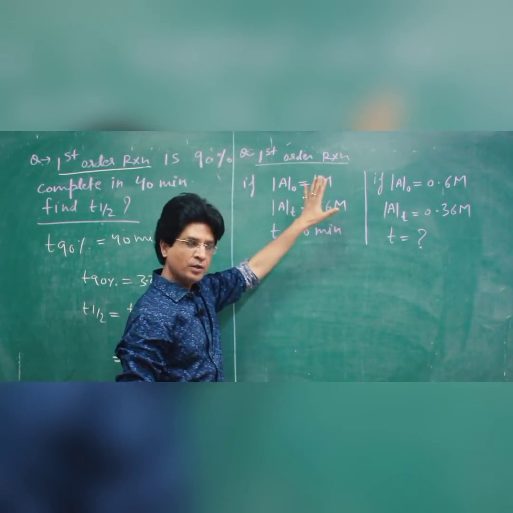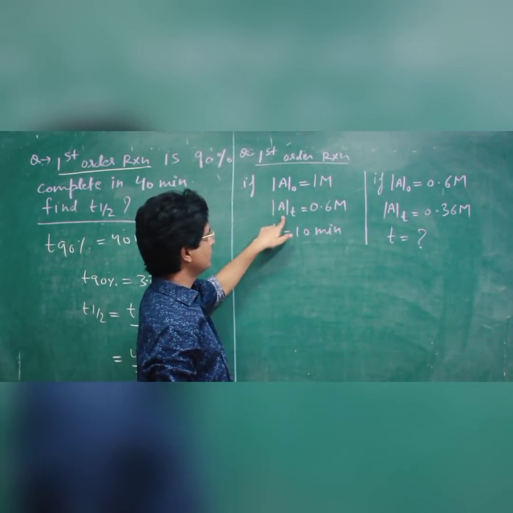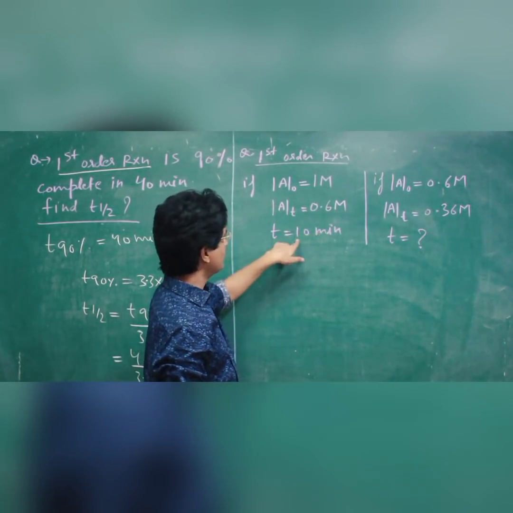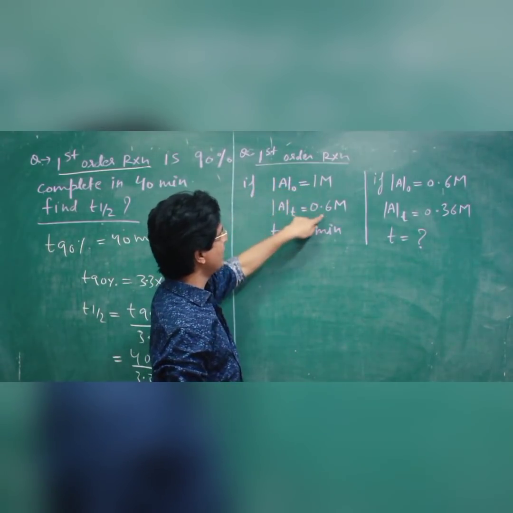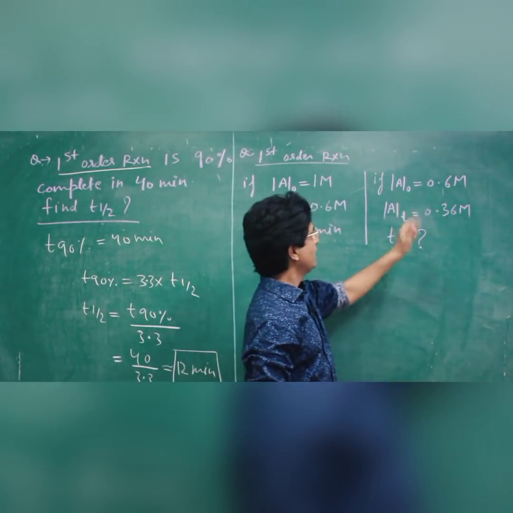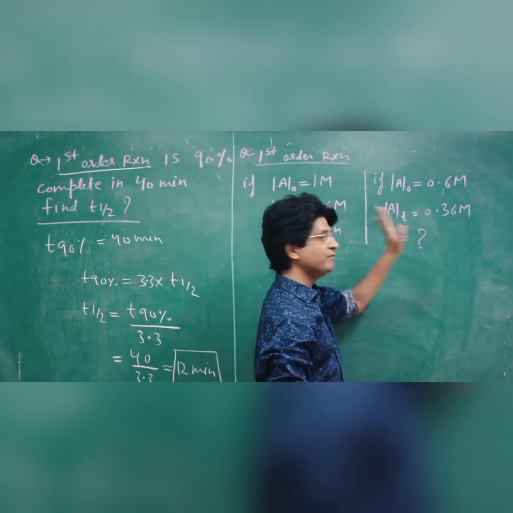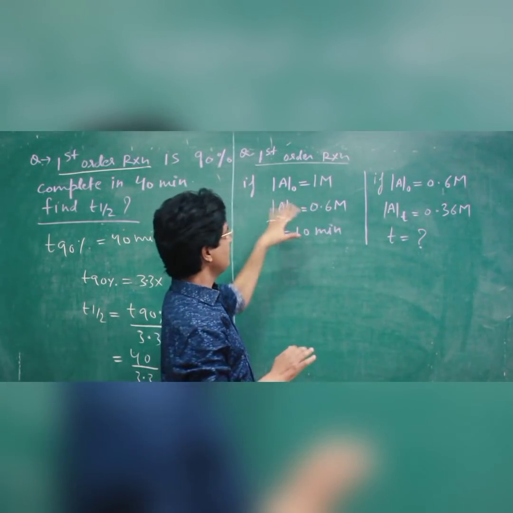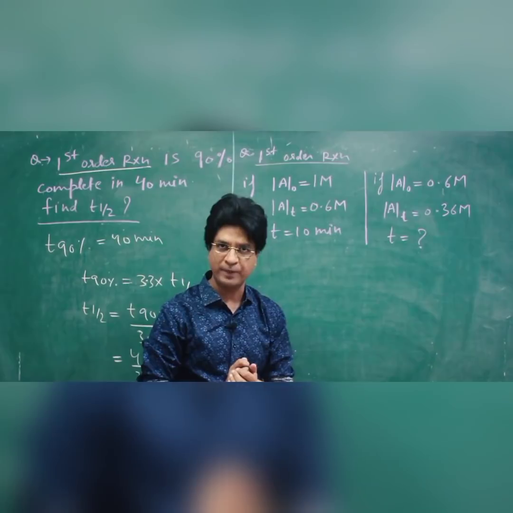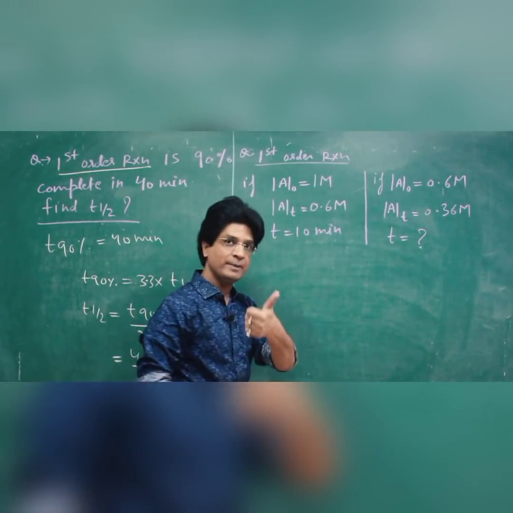This is a first order reaction. So they have given you two situations: when the A naught is 1 molar and the final reactant remaining is 0.6 molar, the time taken to come from 1 molar to 0.6 molar is 10 minutes. They are saying that if we begin with 0.6 molar and we want to come to 0.36 molar, how much time will be required? Now see, for a given first order reaction the rate constant K will not change because rate constant depends only on temperature and other things, but not on concentration, so K will remain same.